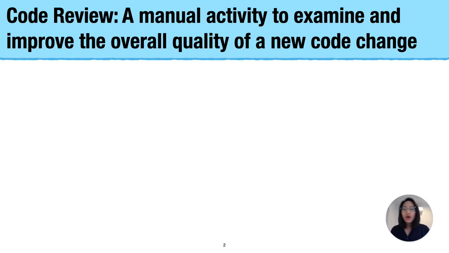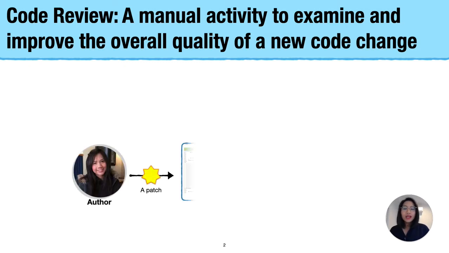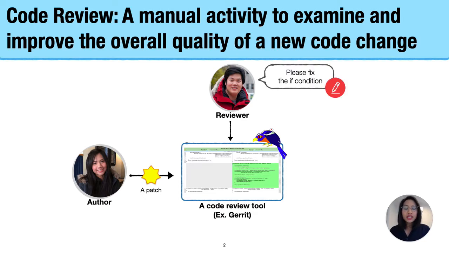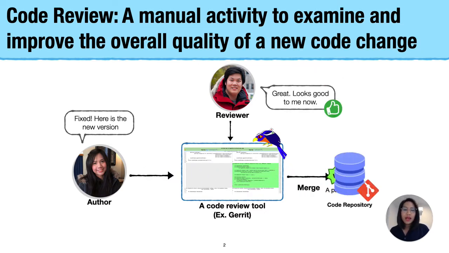Code review is an activity in which developers manually examine newly written code in order to improve its overall quality. Broadly speaking, the process starts with a code author making a patch, which is a set of code changes, and submitting it to the code review tool. Then the reviewer checks the source code and provides concerns and feedback on what to improve or revise. Usually the code author will revise the code to address the reviewer's concern. Once the reviewer agrees with the patch, it can then be merged into the code repository, for example, Git.